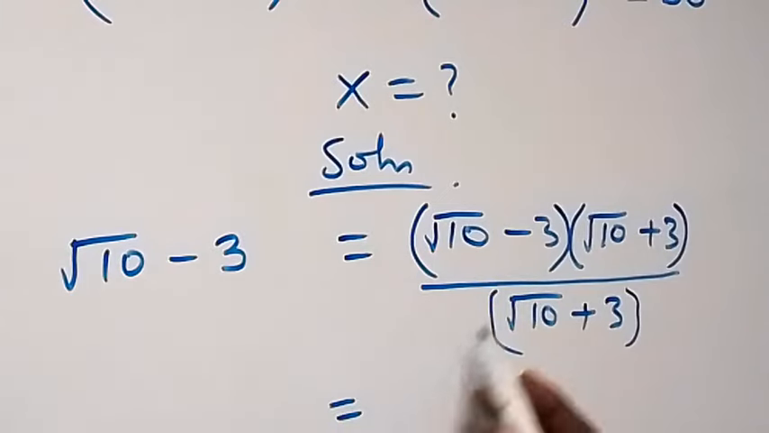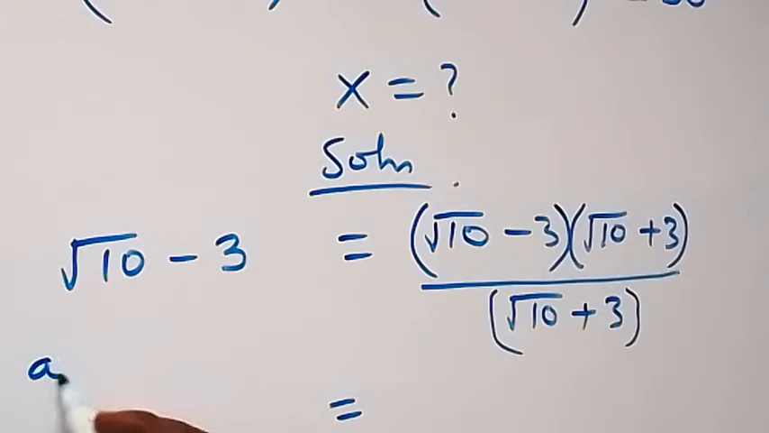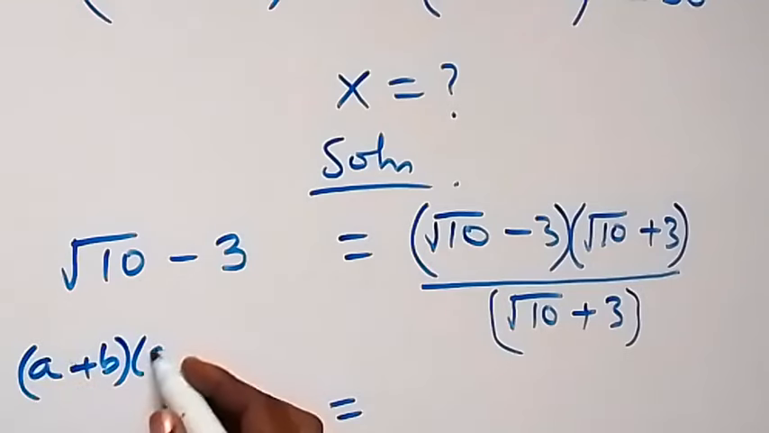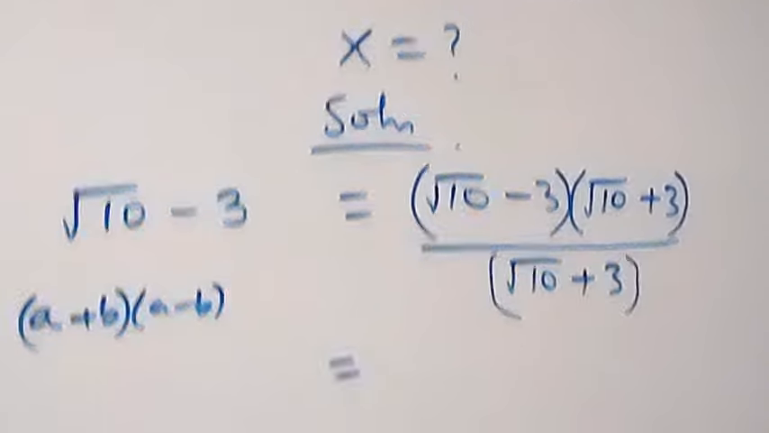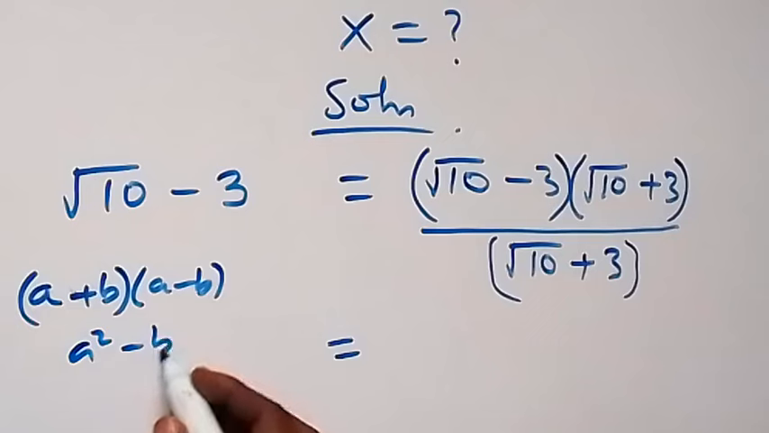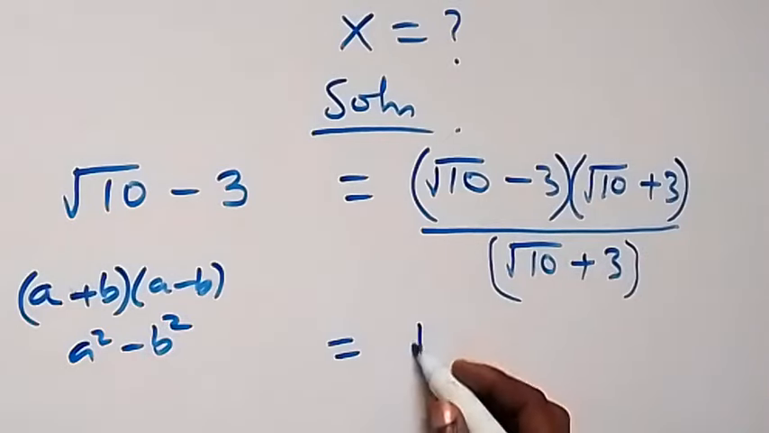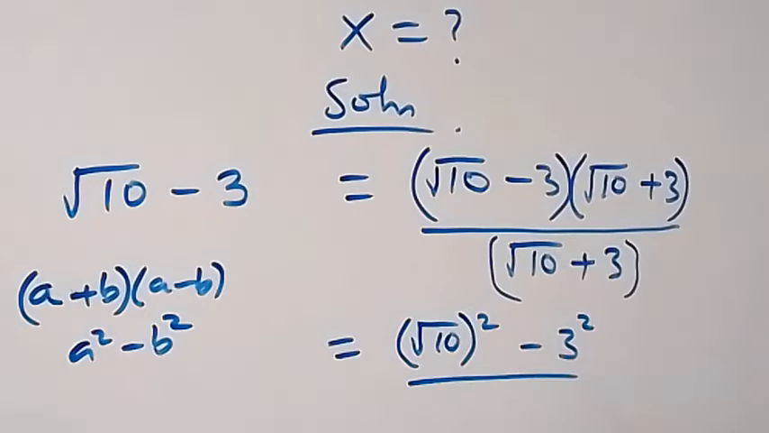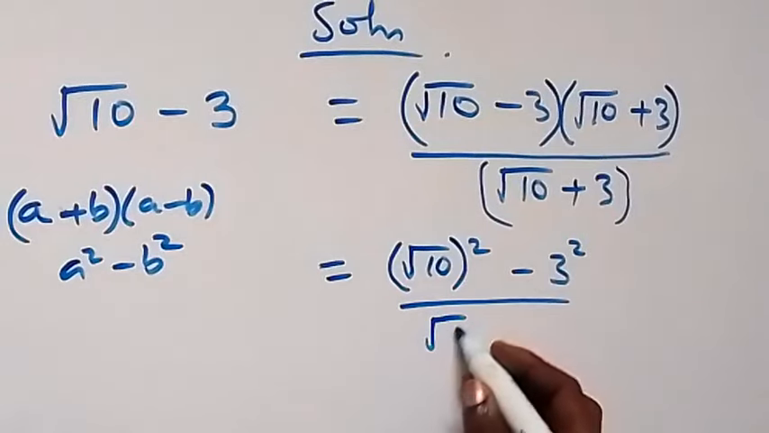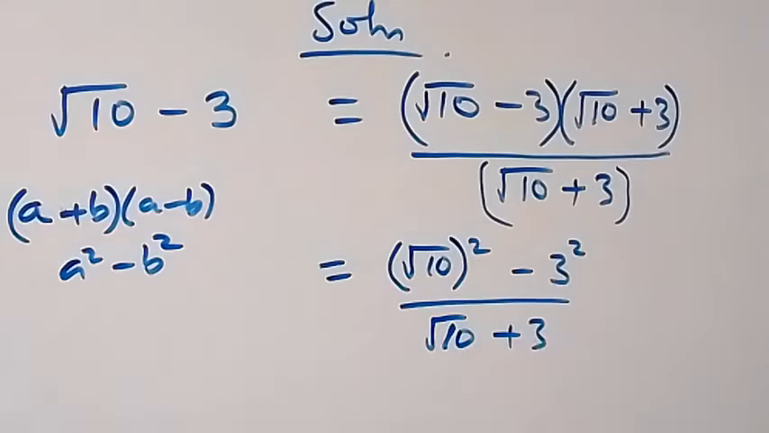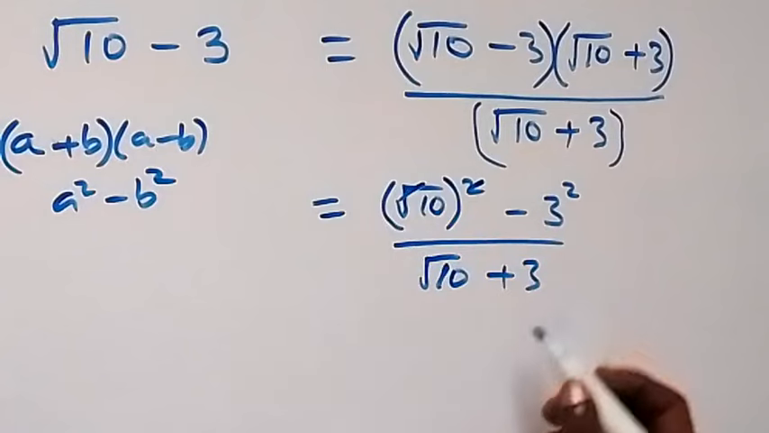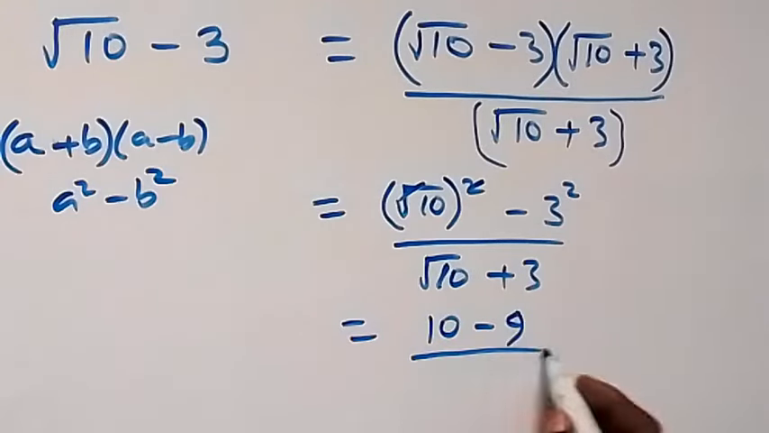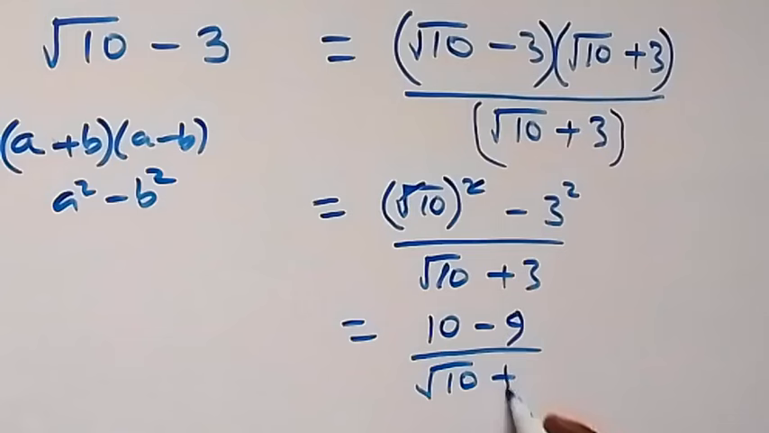Then we can write this in another way and expand this bracket from the perfect square, where we have a plus b multiplied by a minus b. So this can be written as a square minus b square. So when we write this like that, we have root 10 square minus 3 square, then divided by root 10 plus 3. Here the square and square root cancel, then we have 10. Then minus 3 square, which is 3 times 3, which is 9, over root 10 plus 3.